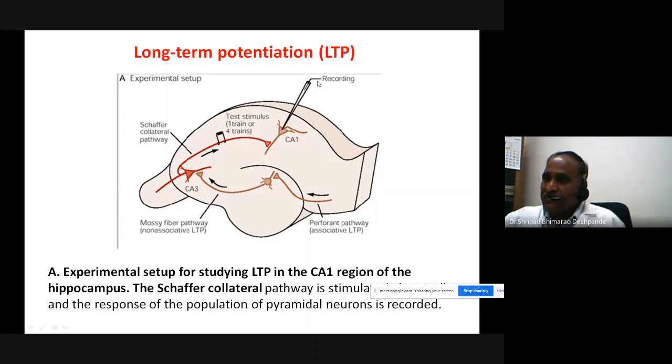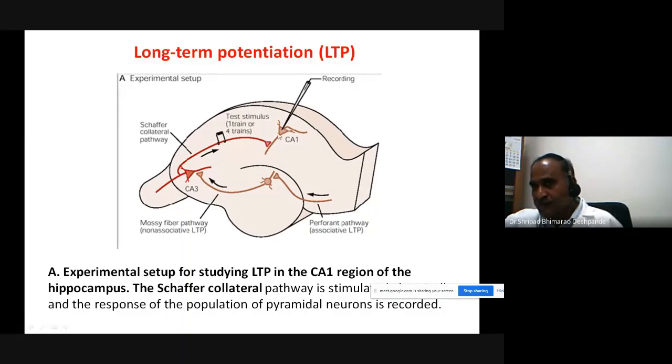When we have placed the recording electrode here, it is connected to the recording device, maybe an oscilloscope. In this area, we place another electrode, the stimulating electrode. When you stimulate this, this is a Schaffer collateral, a collateral coming from the CA3 pyramidal neuron, which impinges upon the postsynaptic neuron.